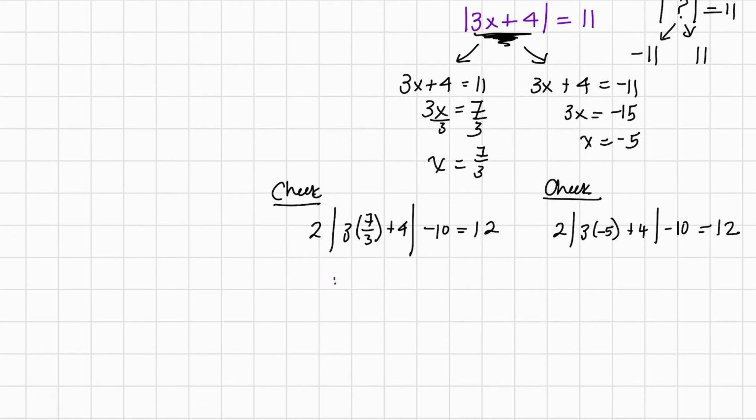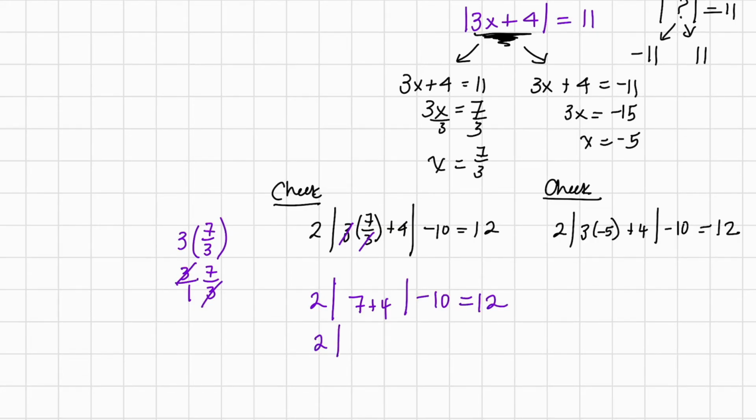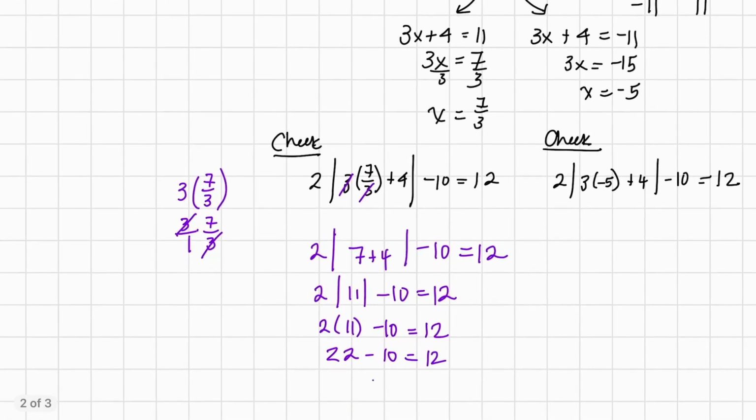Scrolling up. So inside the absolute value, I got 7 plus 4, because the 3's cancel out. Okay, 3 times 7/3. That's 3 over 1 times 7/3. So you can cross out the 3's and then work your way out. It looks like we have absolute value of 11. And absolute value of 11 is positive 11. So 2 times 11 minus 10. See if that's equal to 12. And 22 minus 10. That is true. 12 is equal to 12.